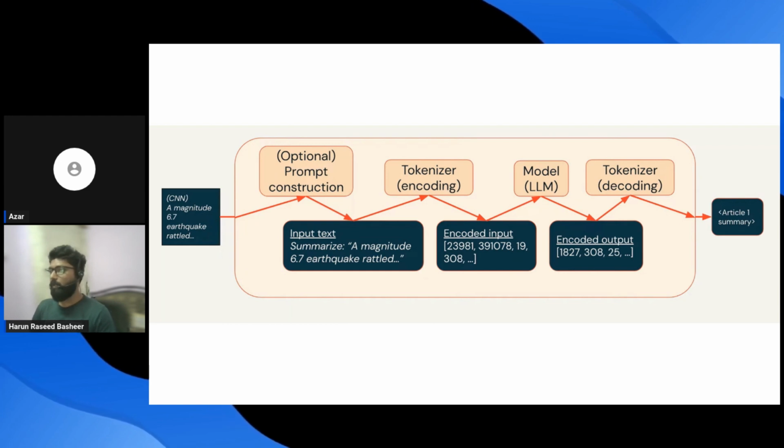For that we are going to use a tokenizer. With the help of the tokenizer we are going to encode our text. After encoding, our text is going to look like these numericals. So these numbers we are going to provide to our model, the LLM model.